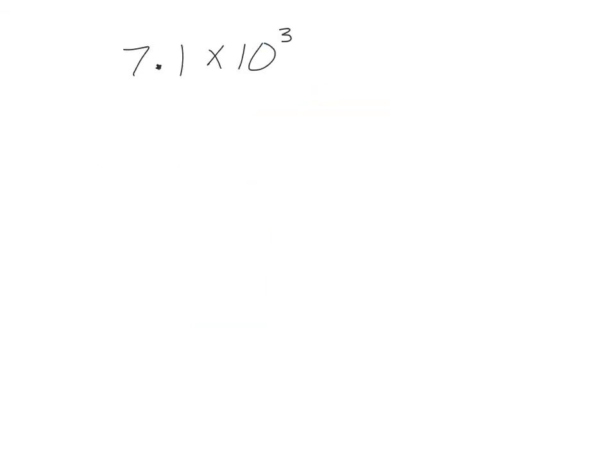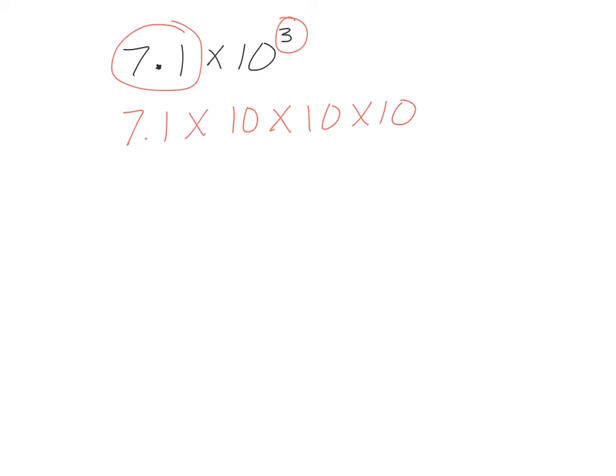All right, now we have a decimal. This is where things get pretty tricky, but I'm going to teach you a little trick to help you so that it ends up not being as tricky as it may look. So here we have 7 and 1/10 times 10 to the third power. Remember that 10 to the third power means 10 times 10 times 10. I have 3 10s. So I still want to multiply 7 and 1/10 times my 10 times 10 times 10.